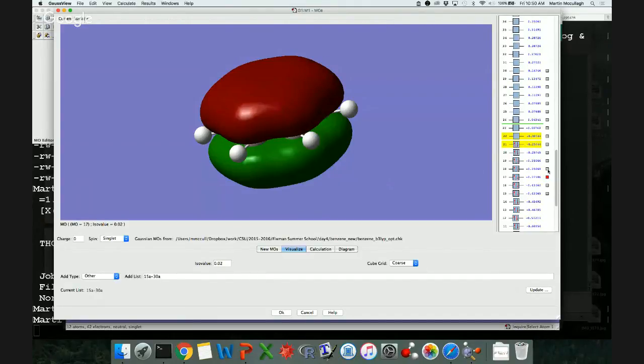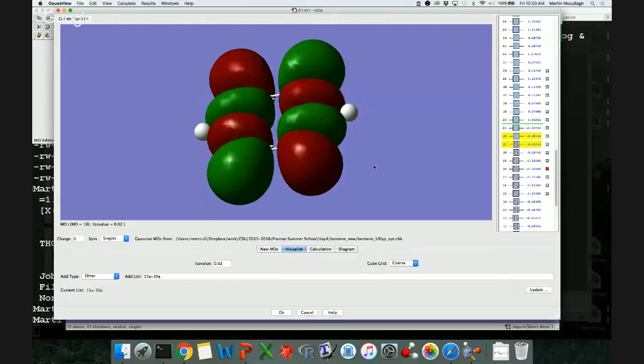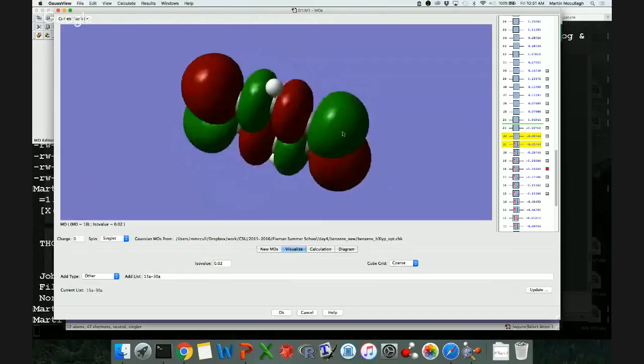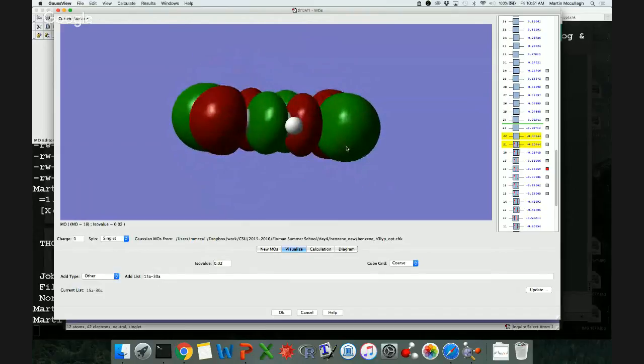Now we keep going. 18. Does this look pi-like? Greg? Why not? The way I still think of pi and sigma is from Gen Chem, where pi's can rotate and sigmas can't. Okay. So to me, I can't visualize a way where this can rotate without any central. So that's my reason. Okay.